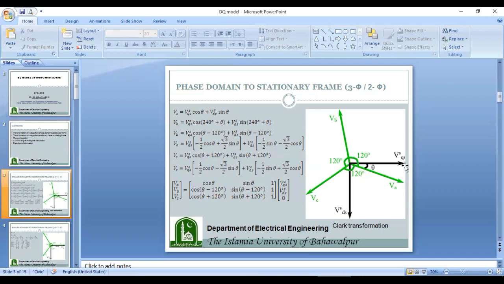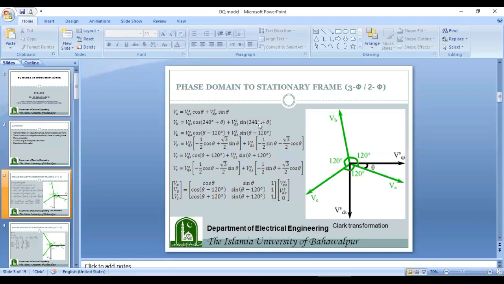Similarly, we can write VB in terms of VQSS and VDSS, and VB will be equal to VQSS cosine of angle between VB and VQSS following the anti-clockwise direction. So the angle from this vector to this VQSS can be calculated by adding 120 degree. This is further 120 degree, and this is theta. So it will become VB equal to VQSS cos theta plus 240. Similarly, VB will be equal to VDSS. Now this whole angle is theta plus 240, and if we subtract 90 from this angle, we will reach this VDSS. So it will become VDSS cos theta plus 240 minus 90 degrees, and it will become sine theta plus 240.